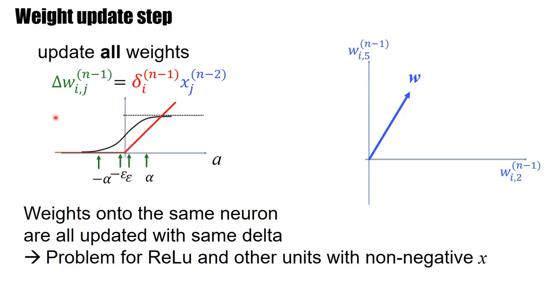For example, let's look at weights with index 5 and index 2. They are both going to the same neuron i in layer n-1. And this is the current situation of the weight vector. And learning will try to make the weight vector move down. However, it's not possible to move down directly because weight updates are either all positive or all negative. They decrease or increase together.